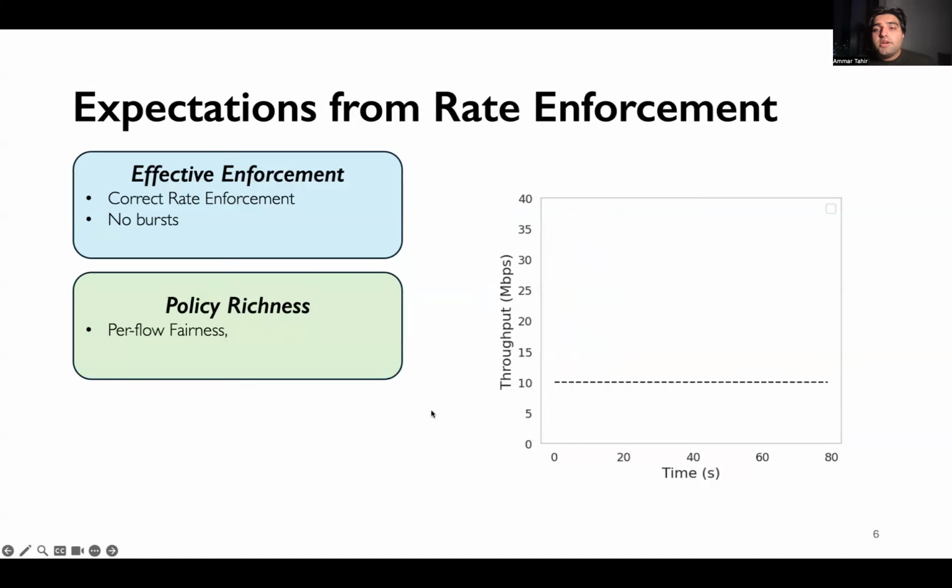Operators also desire the ability to implement rate sharing policies within the enforced rate. For example, being able to divide the rate of 10 Mbps between the active flows fairly. Other such policies include weighted fairness and prioritization.